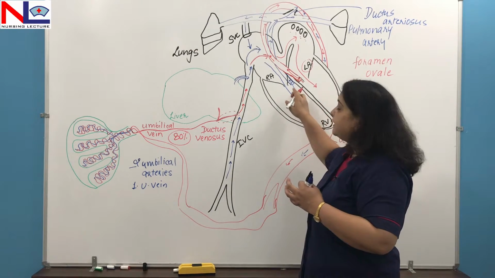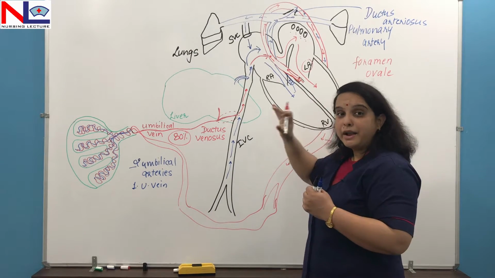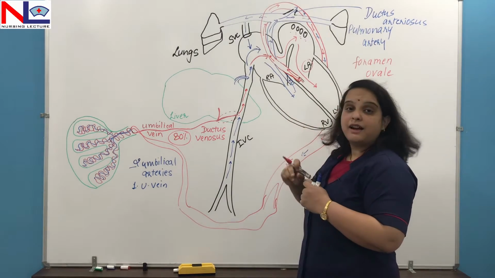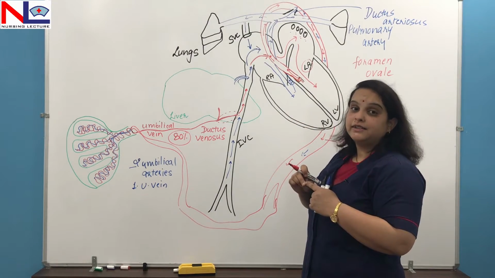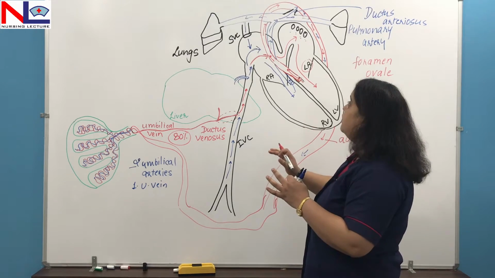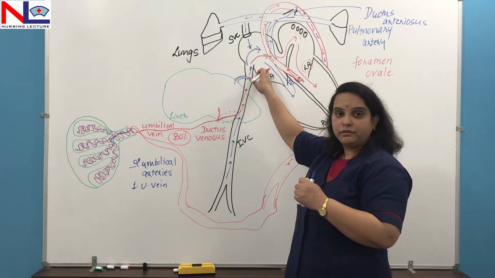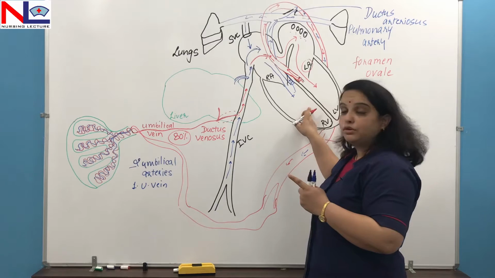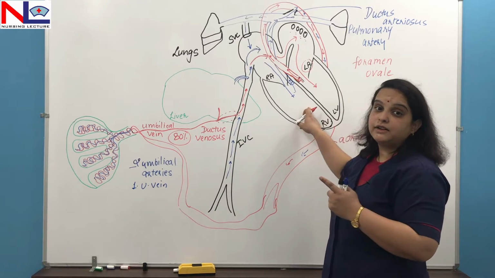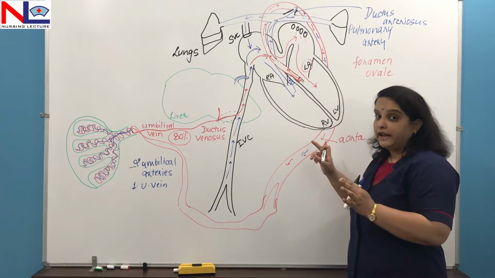So the right ventricle needs to eject with this high pressure against this high resistance vessel, that is the pulmonary artery. So altogether the pressure in the right atrium remains high, and also the workload of this right ventricle is high during fetal life.